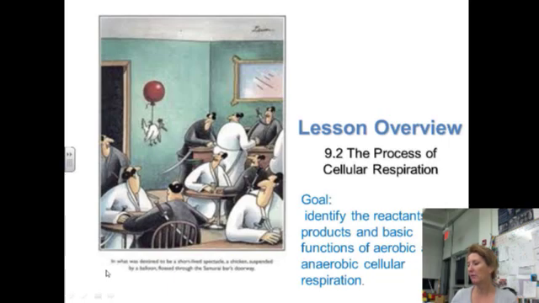Far Side says, in what was destined to be a short-lived spectacle, a chicken suspended by a balloon floated through the samurai bar's doorway. Just something a little silly.